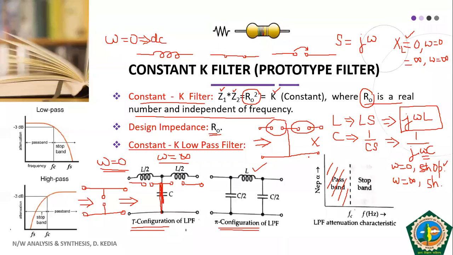I hope this is clear to each and every student. Now apply the same logic to this pi configuration and you will be able to at once justify the use of this circuit as a low pass filter. So students, this is the way your low pass filter works, and now we will see its further analysis and design.